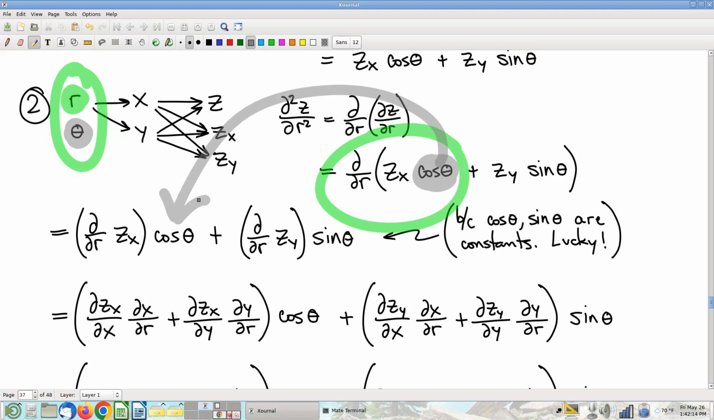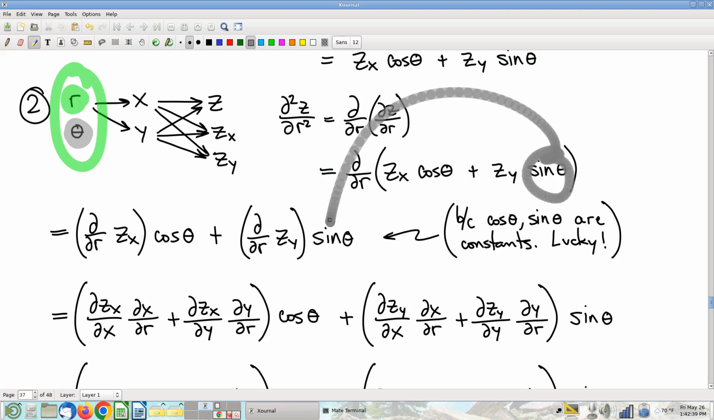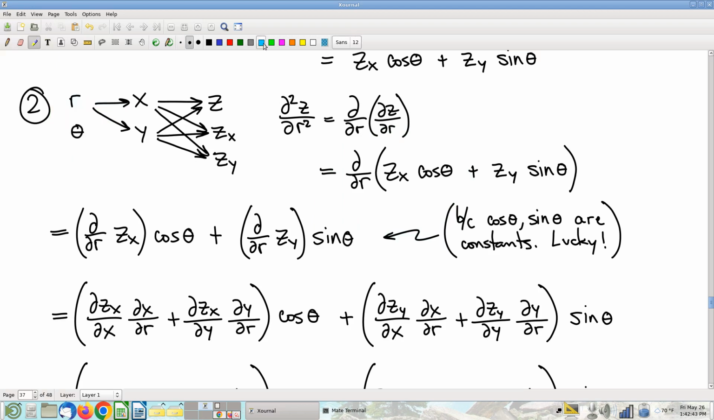Right? Neat observation. Very important. By the way, thank you, diagram. It's really helpful to see on the diagram that you can just casually inspect and be like, oh, I'm taking a partial with respect to r, so boom. That tells me what I get to treat as a constant. Gotta love it. So, okay, theta is a constant, and then likewise this sine theta factors out. And as predicted, we find ourselves looking at a partial of zx with respect to r.